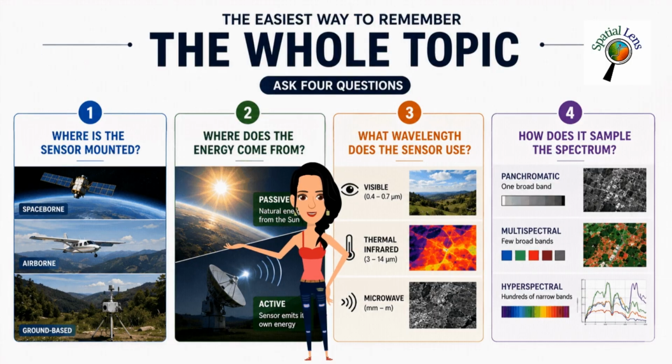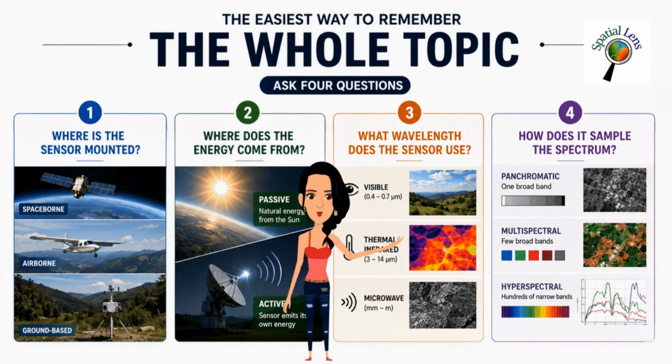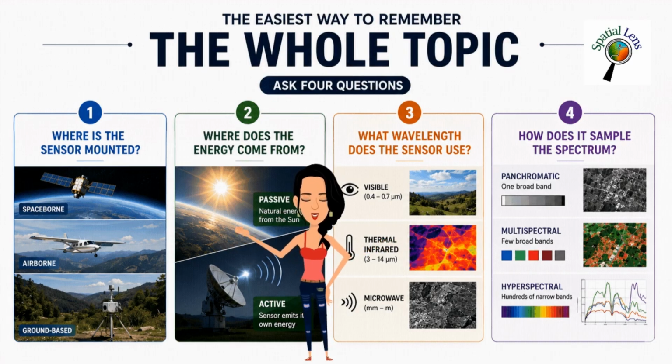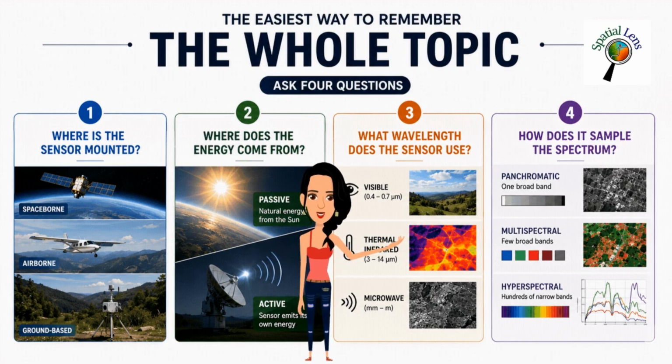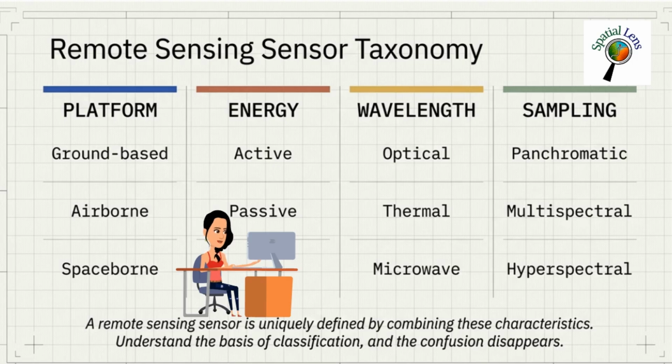So here's the easiest way to remember the whole topic. Ask 4 questions. Where is the sensor mounted? Where does the energy come from? What wavelength does the sensor use? And how does it sample the spectrum? The first question gives you ground-based, airborne, or spaceborne. The second gives you active or passive. The third gives you optical, thermal, or microwave. And the fourth gives you panchromatic, multispectral, or hyperspectral.